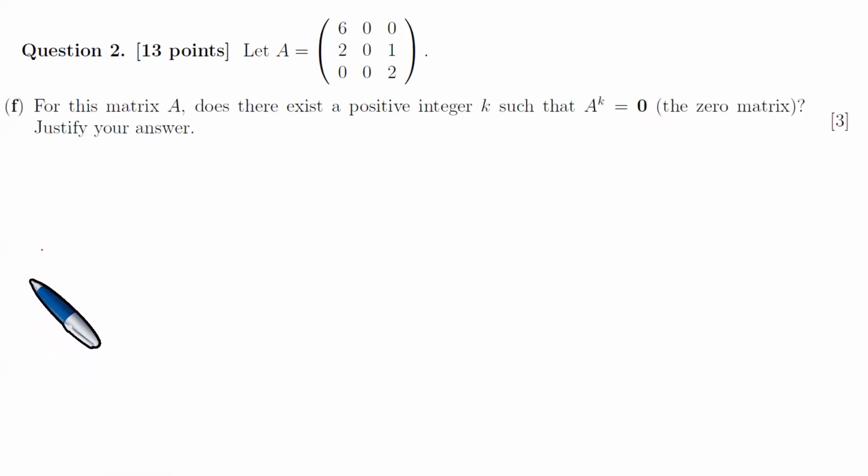Right, so let's look at F now. For this matrix A, does there exist a positive integer k such that A to the power k is 0, the zero matrix? Justify your answer. Let us analyze this together. This is a very, very interesting one.